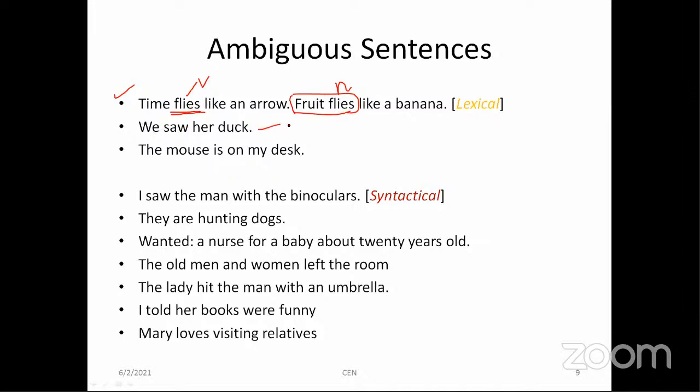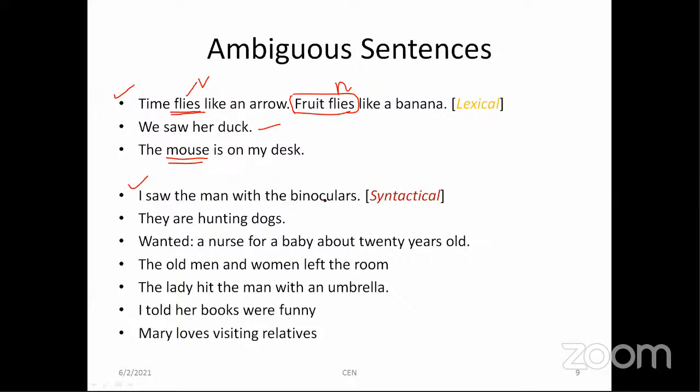We have seen this example: the mouse is on my desk. Whether I am saying about a computer mouse or a real mouse. Pawan Kumar is saying the rate of the fruit. Okay, the rate you are saying, about fruit flies like a banana. That is also one meaning: fruit prices are... okay, fine. That is also one meaning. Thanks for bringing that.